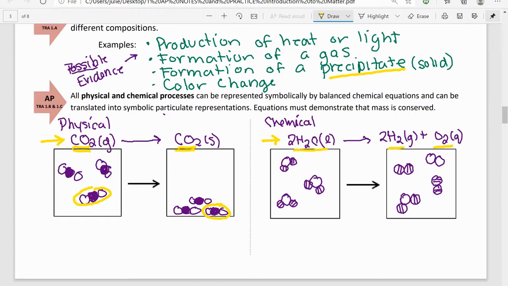If we look at our right-hand side, we can see that there's been a chemical change. We've had bonds that have been rearranged, which you might want to add. So bonds are rearranged.